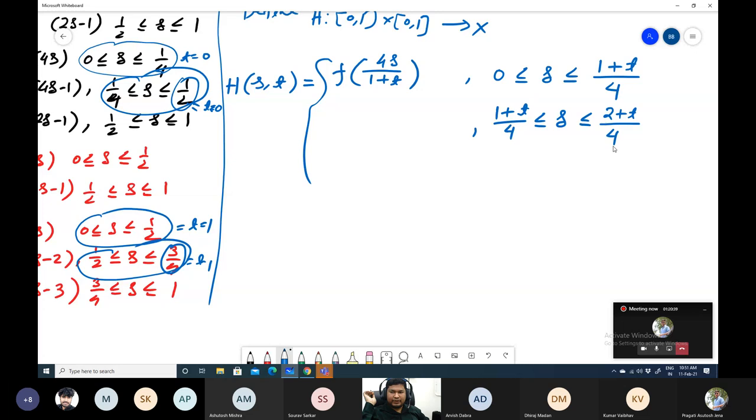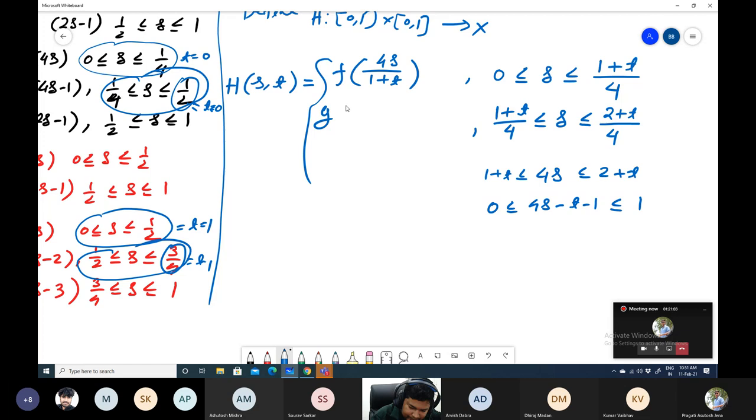Now, again, how to find this? If you do this one, you can check that if you have 4s, okay, 1 plus t less than equal to this less than equal to 2 plus t. Okay. Now if you take 0 less than equal to 4s minus t minus 1 less than equal to 1, you can write your g as 4s minus t minus 1.